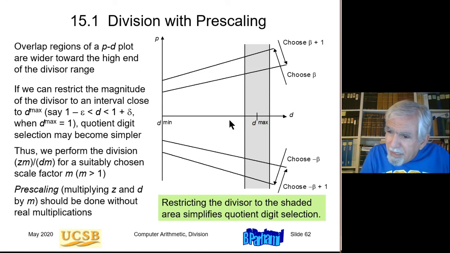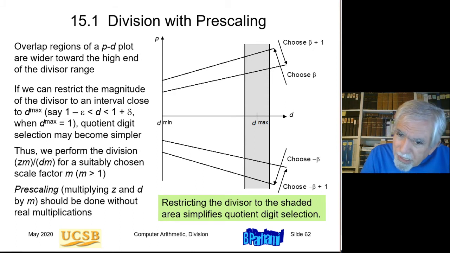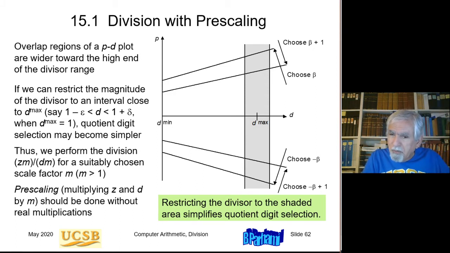Okay, so how do I make D fall in this limited range? I do that by scaling. If I want to divide Z by D, I pre-multiply Z and D by some scale factor M so that D times M is in this region. Because Z times M divided by D times M has the same value as Z divided by D, I will get the same quotient after scaling the two operands.